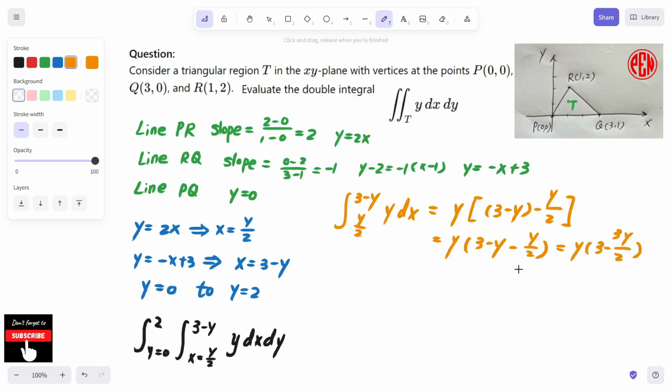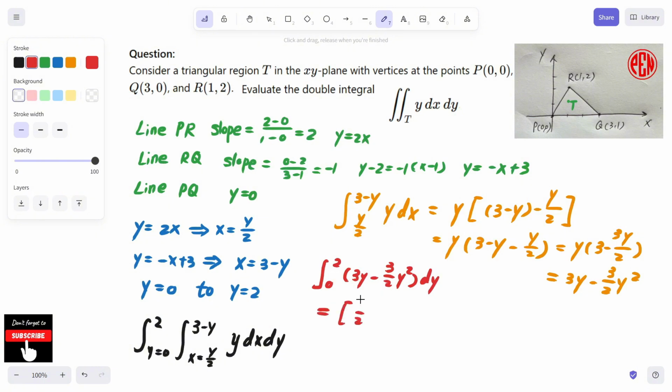3 minus y over 2 becomes 3 minus 1 and a half times y. So this entire inner integral becomes y times the quantity 3 minus 1 and a half times y. Multiply out and we get 3y minus 1.5y squared. Lastly, integrate with respect to y. Now we compute the outer integral, which is the integral from y equals 0 to y equals 2 of the expression 3y minus 1.5y squared.